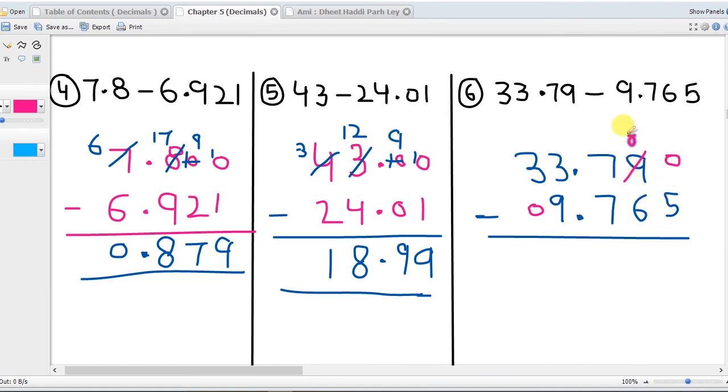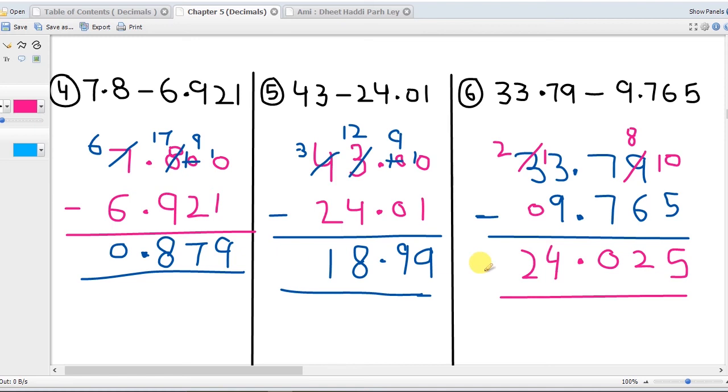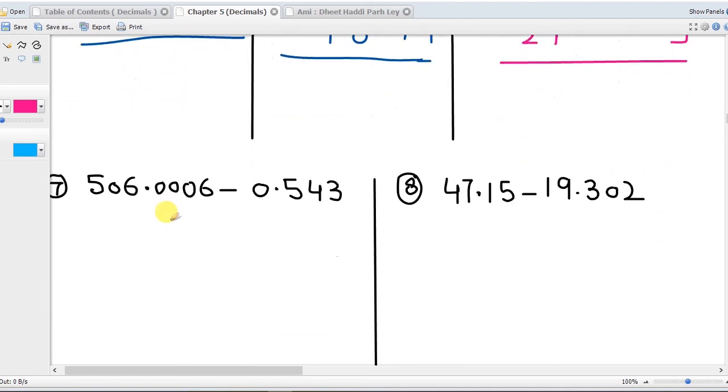So take a borrow from here. The number left here is 8. This becomes 10. 10 minus 5 is 5. 8 minus 6 is 2. 7 minus 7 is 0. Put the decimal point, and then we cannot take away 9 from this 3. So take a borrow from here. Write 1, so it becomes 13. So 13 minus 9 is 4, and 2 minus 0 is 2. So this is your answer, 24.025.